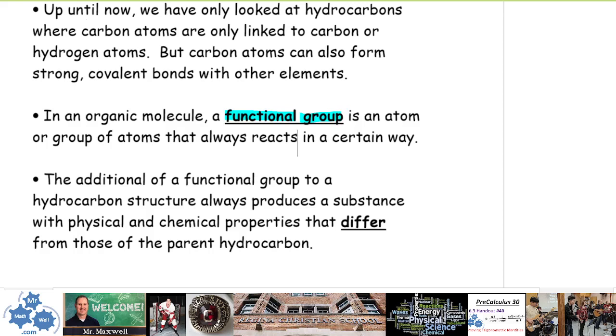The addition of a functional group to a hydrocarbon structure always produces a substance with physical and chemical properties that differ from those of the parent hydrocarbon. Okay? So if you have a hydrocarbon, let's say we have carbon, what would this molecule here be? All single bonds between the carbons, we've got H's here. Anybody remember? So what's the name of this one?